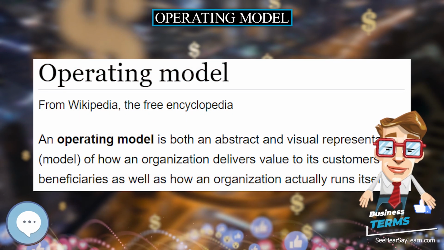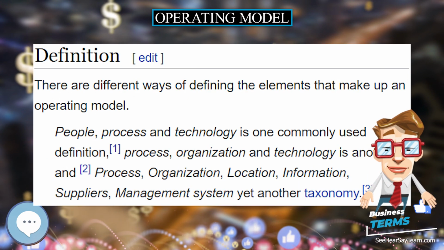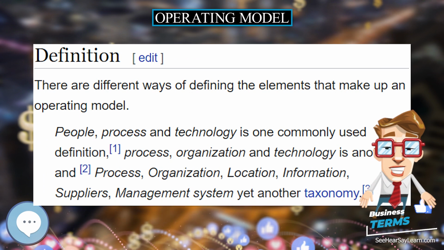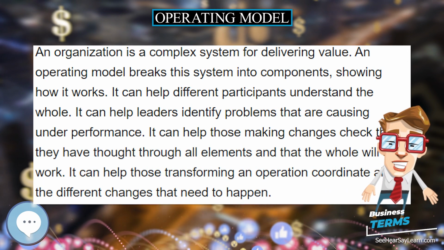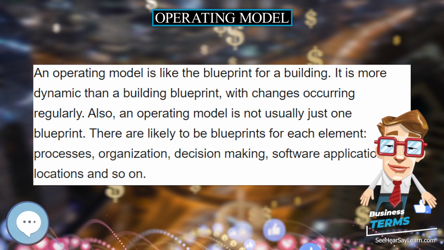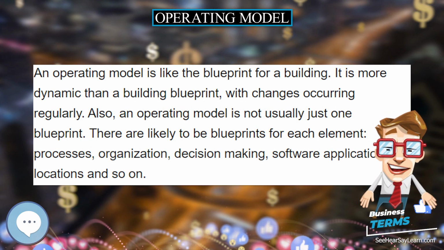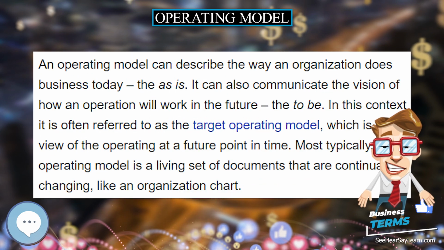Operating model. An operating model is both an abstract and visual representation, a model, of how an organization delivers value to its customers or beneficiaries, as well as how an organization actually runs itself. Definition. There are different ways of defining the elements that make up an operating model.